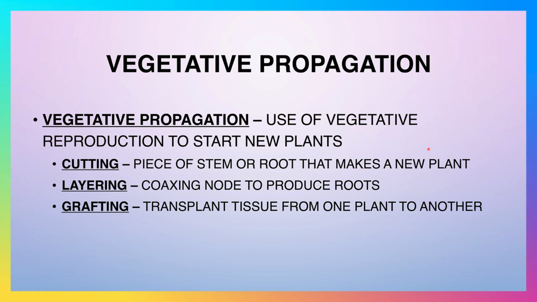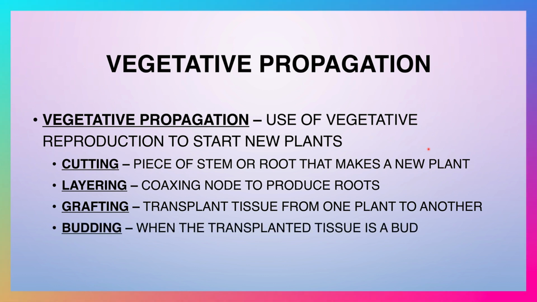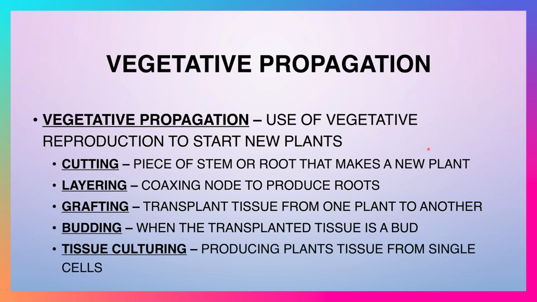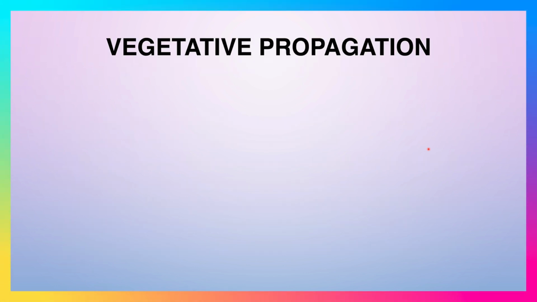And if you plant a bud, then it's called budding. It's the same idea as grafting, but you take a bud off the stem of one plant and you put it on a different plant. And then the last of these five is called tissue culturing. Tissue culturing is the most interesting because what you do is take single plant cells or very small portions of plant tissue, and you grow that up into full-fledged plant tissues. So these diagrams will look at the various types of vegetative propagation.